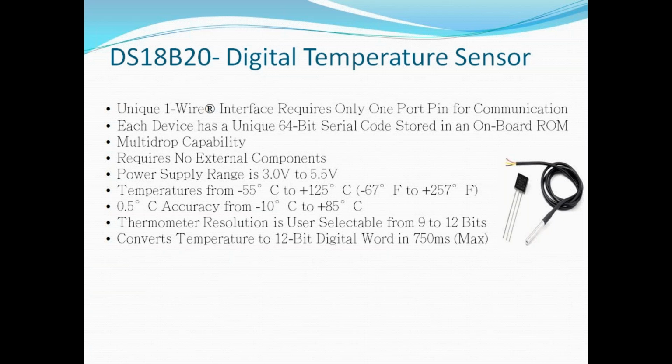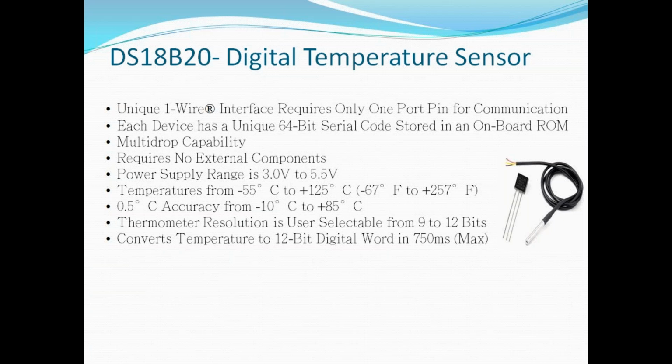The next one is the power supply range. It can work from 3 volt to 5.5 volt. So it is suitable to work with different types of microcontrollers: Arduino, 8051, PIC, AVR, as well as NodeMCU. Because in case of NodeMCU, we have a stable power supply of 3.3 volt, and it works from 3 volt to 5.5 volt.